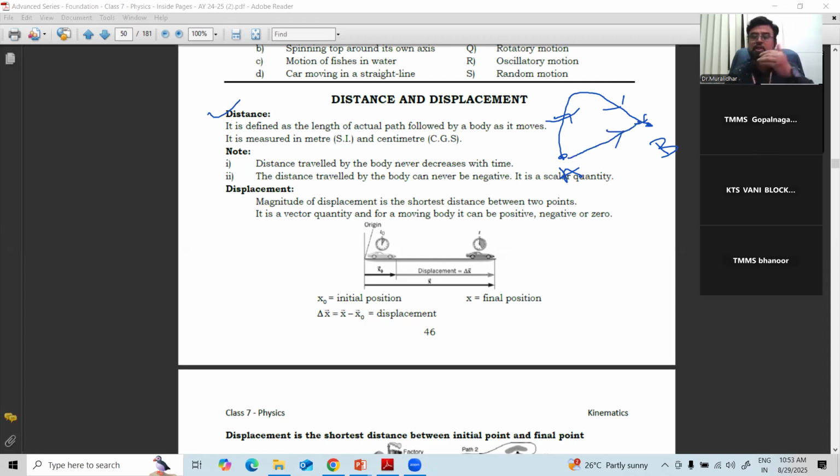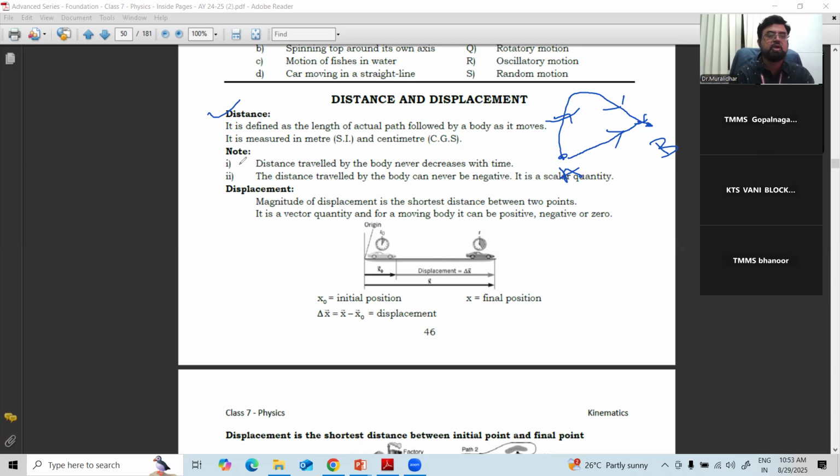So from one place to another place, we can go by various routes. There may be a shortest route, and there may be a long route. But the entire path traveled is called distance. The shortest path is called displacement. It is measured in meters and centimeters: meters in MKS or SI, centimeters in CGS.